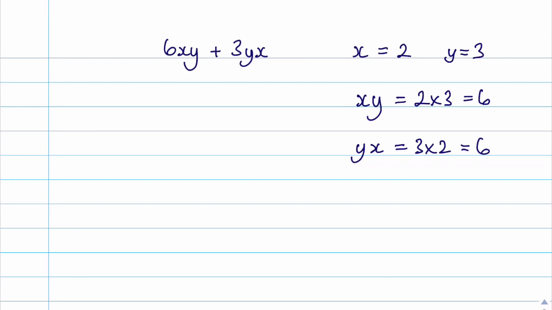We can write the variables in any order. So 6xy plus 3yx is actually 9xy. Now if you notice, I wrote xy rather than yx. It is common practice to put the variables in alphabetical order.